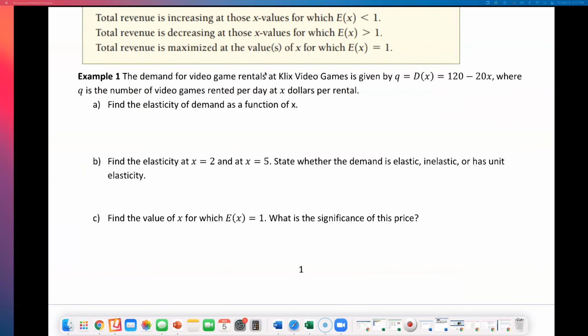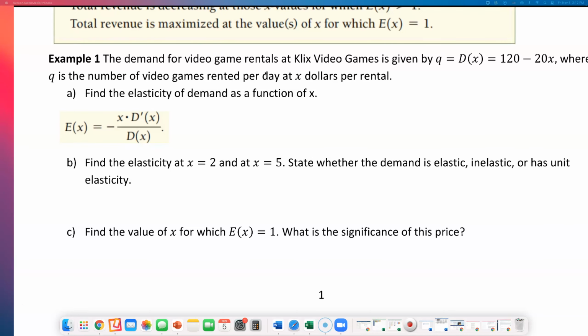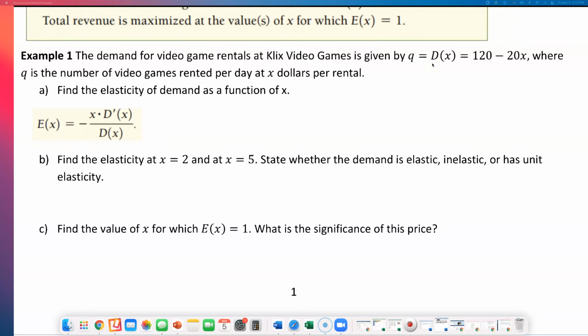And I'll put it right here, okay? So to find the elasticity function, I'm going to need to find the derivative of the demand function. So we have the D of x here. D of x is 120 minus 20x. But underneath it, let me go ahead and write down d prime of x. I need the derivative. That will just be negative 20, right? Negative 20. So I have all the pieces I need to find the elasticity function.